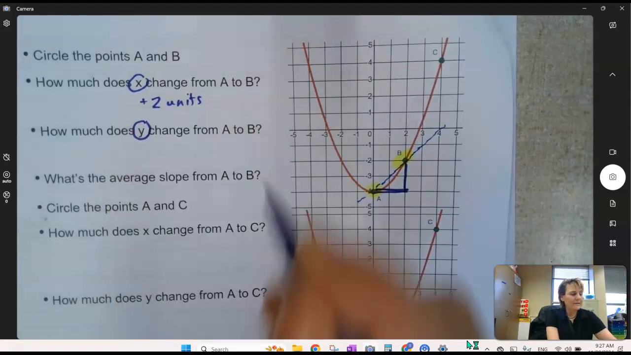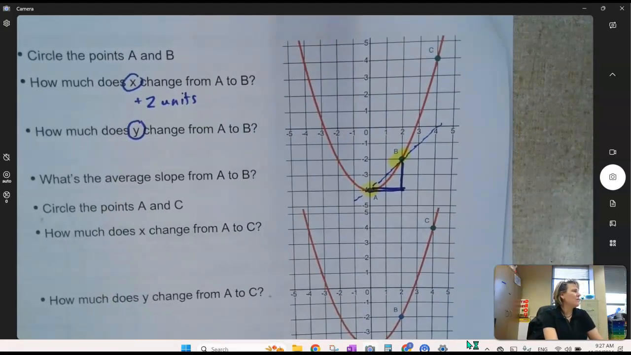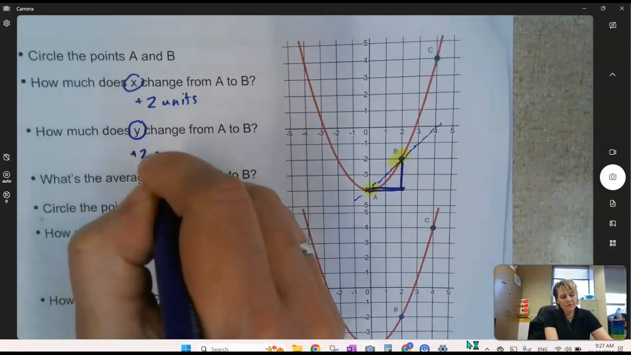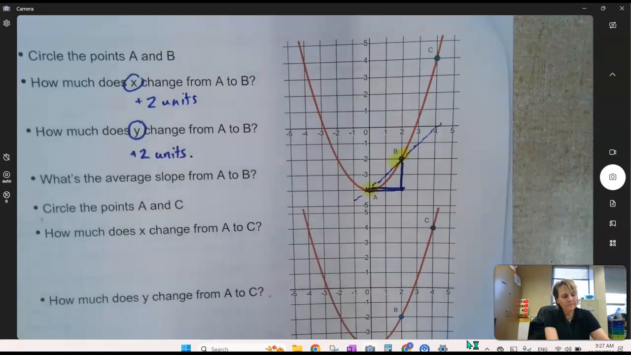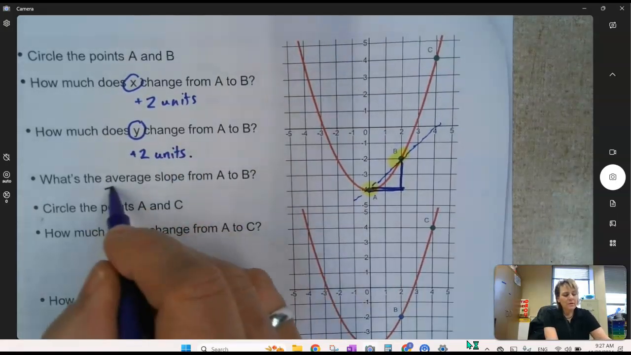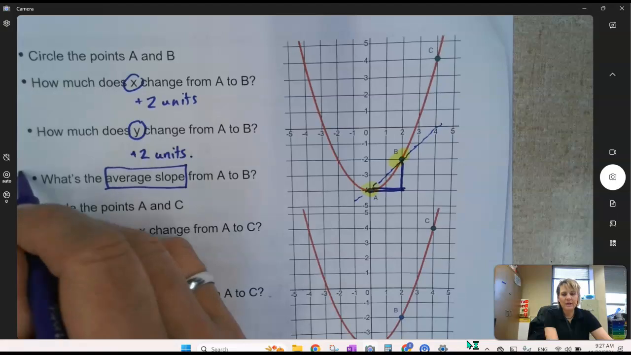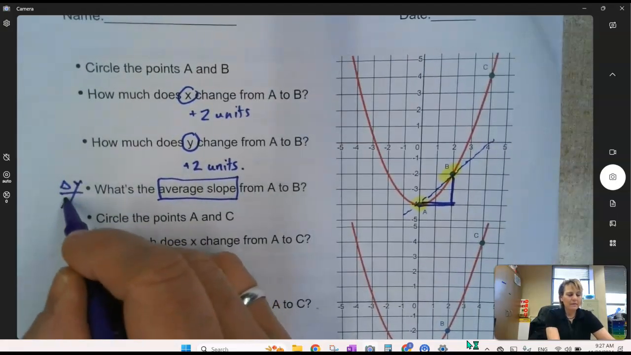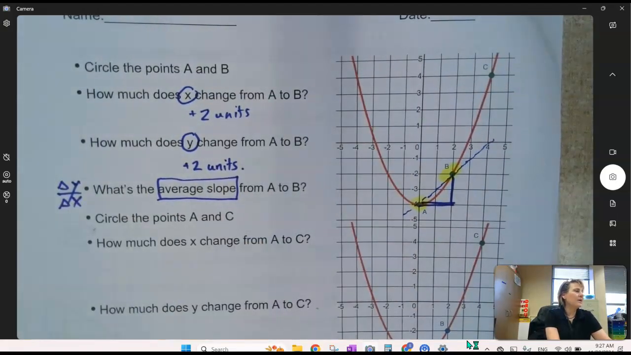How much does y change? Can we have the voices off, please? Positive 2 units. So again, average slope, you're doing the change in y. Somebody is continuing to talk and you need to stop.